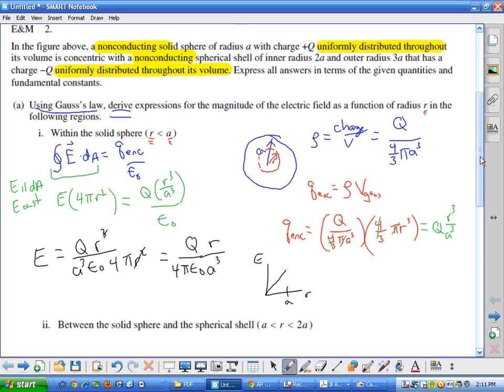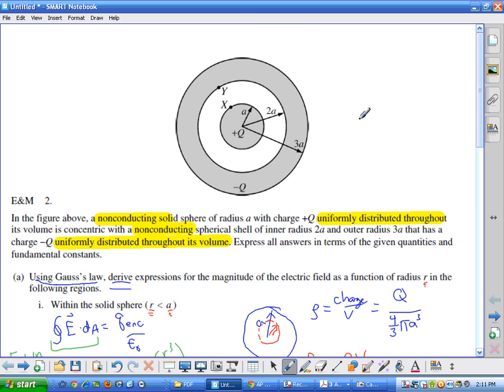And then they ask you about the electric field between the solid sphere and the spherical shell. So that's in this white region right here, between A and 2A. Well, when we look at this region, all we have enclosed is this entire solid sphere. So we have the total charge Q enclosed, and as we go out farther and farther in this region, we still are just enclosing the charge Q.